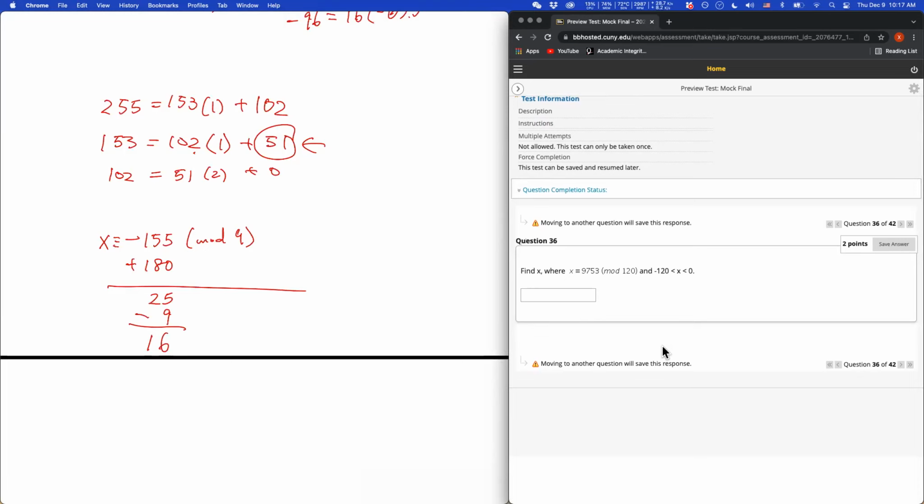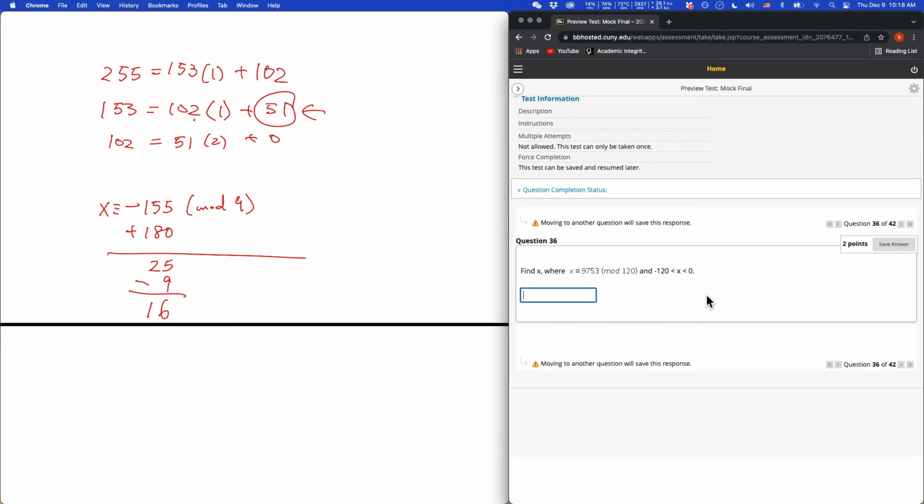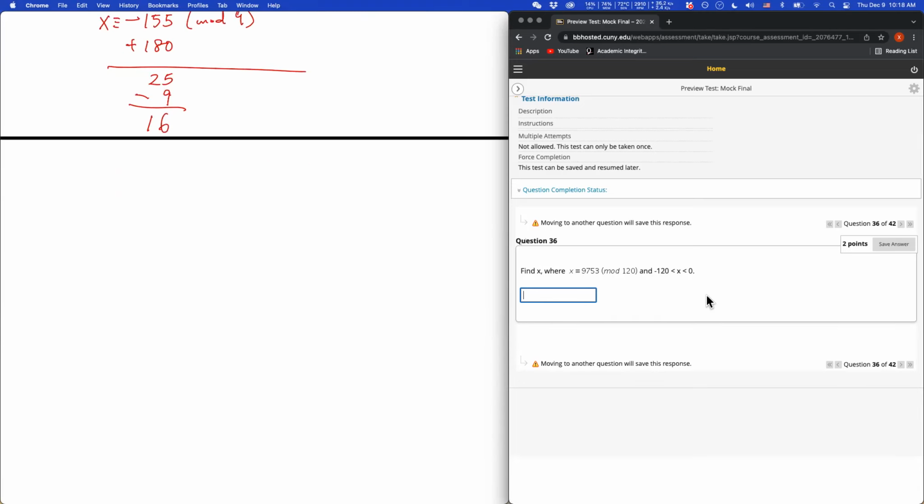Okay. And next, find x where x is congruent to 9753 mod 120, where you want to find x in the range of negative 120 and 0. So again, you have x congruent to 9753 mod 120.